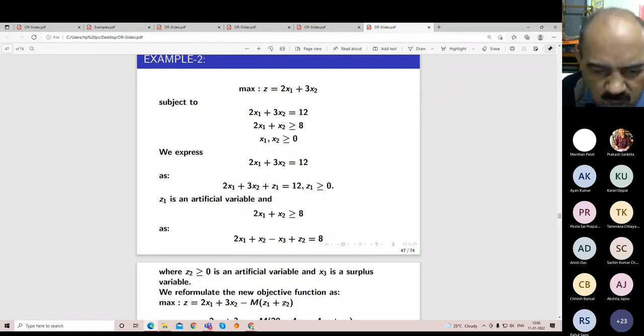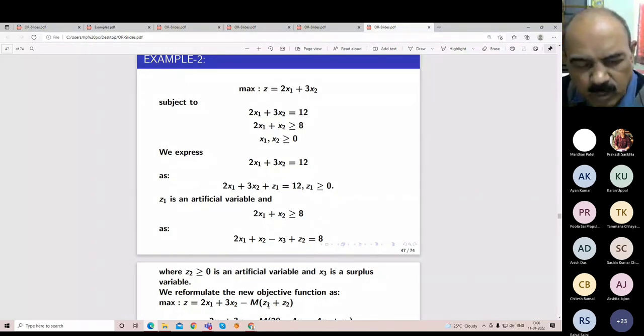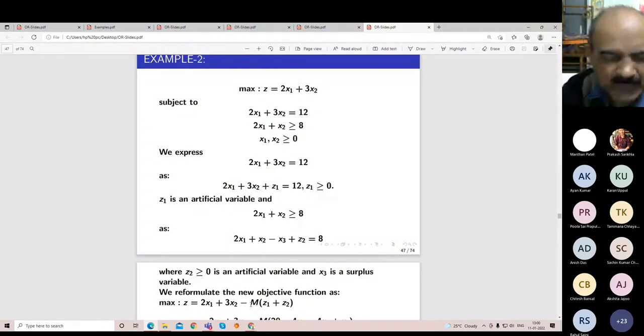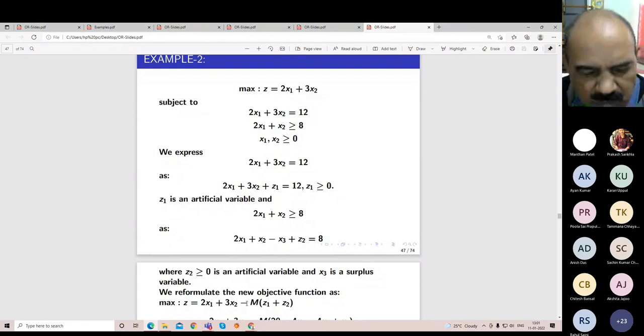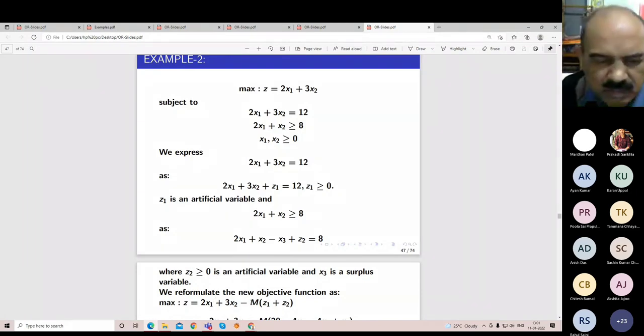Minus M times, M is a very large positive number. So minus M times 0.1 plus 0.2, adding to 0.3, minus M into 0.3, that is also a very huge number. That big number should be subtracted from the objective function. Once it is subtracted, this will not be the optimum solution. It is something else. But if you can make z1 and z2 0, then it is fine.